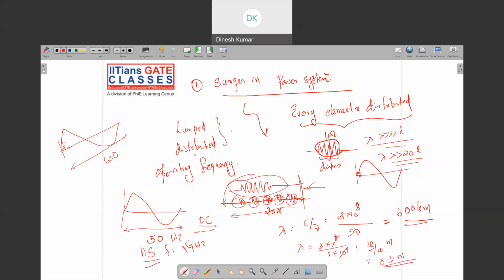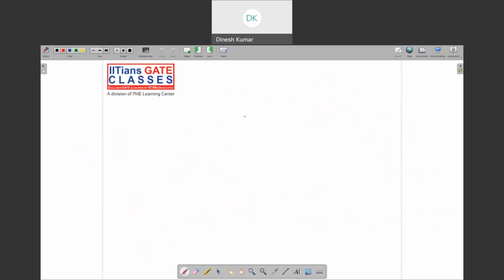Now consider the same transmission line of 20 meters. Here, how many waves are there? Since the wavelength is 0.3, 20 divided by 0.3 is almost 66 waves that will be coming here.